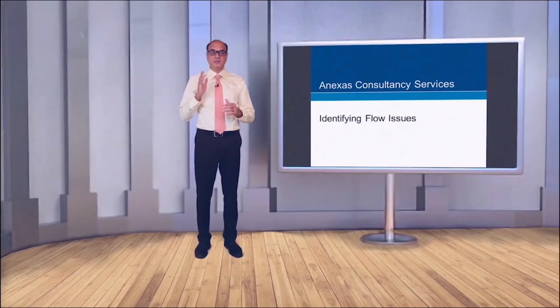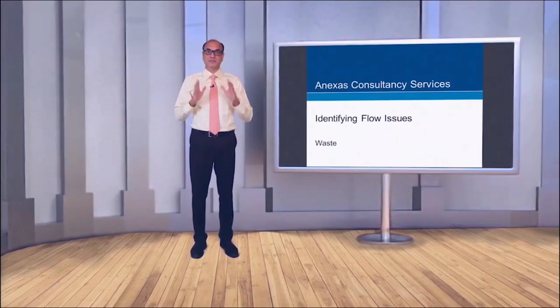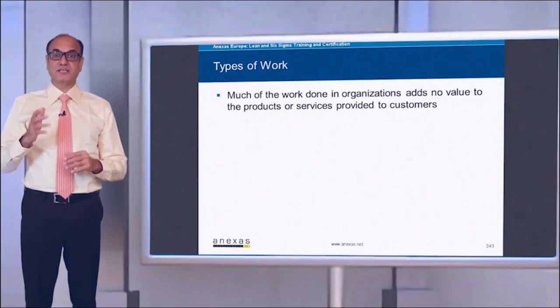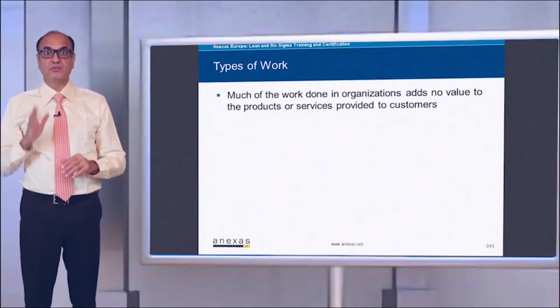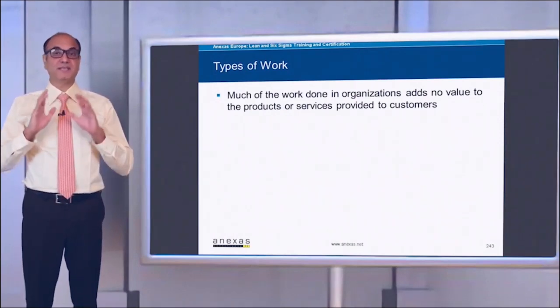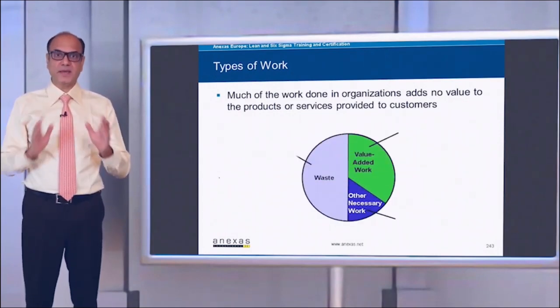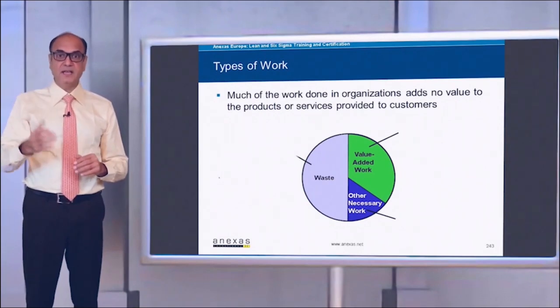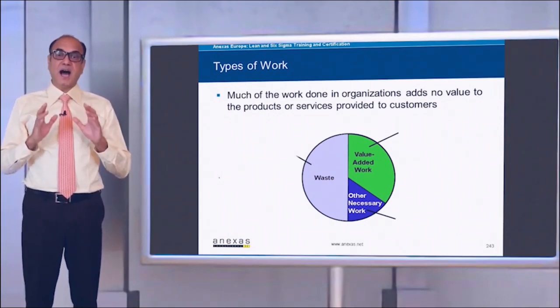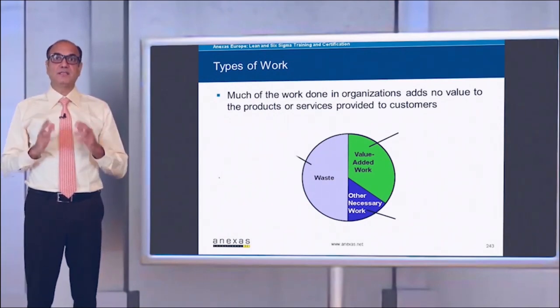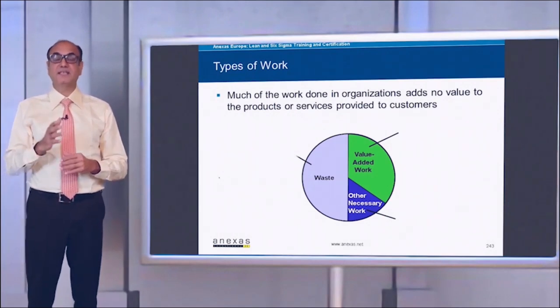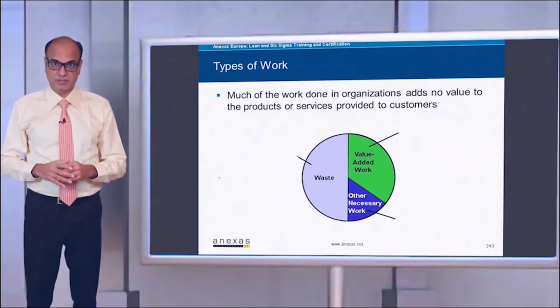So in short, the work can be classified into three types. Much of the work done in the organizations adds no value to the products or services provided to the customers. So what are the three types of work? One is pure waste, one is value added, and another is other necessary work. Sometimes we also refer to them as essential non-value added activities.